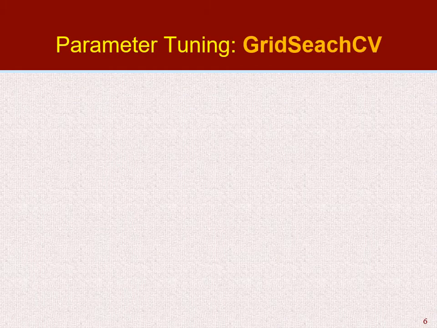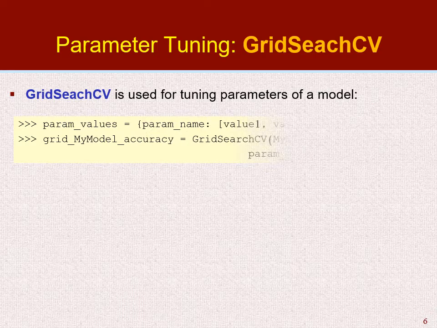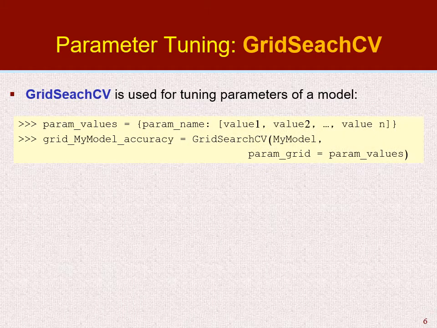Parameter tuning using grid search CV. As we learned earlier, the grid search CV can be used for tuning parameters of a model. Each model can be sensitive to the value of the parameters that it has. So what we want to do is find the ideal, the optimal value for the parameter such that it has its best performance.